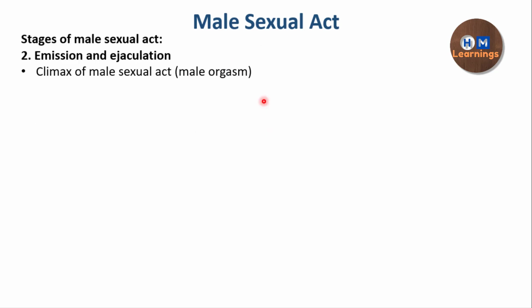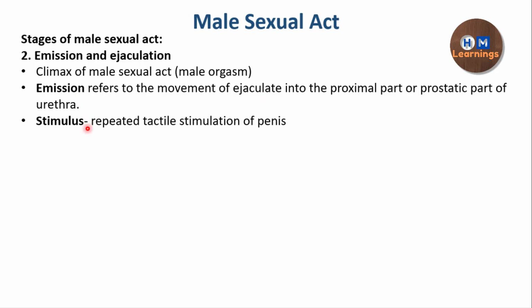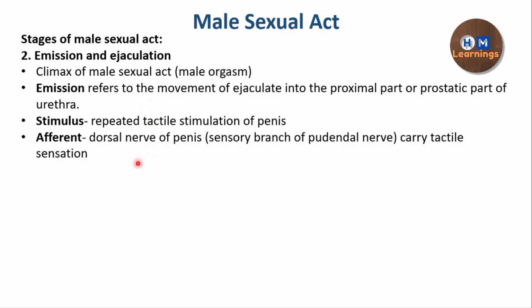So how does it happen? Again, as I said, it's basically a reflex. Here the stimulus is not the psychic stimulation, it's the repeated tactile stimulation of the penis. So that is going to trigger the emission. The afferent is going to be the same, that is the dorsal nerve of the penis, which is a sensory branch.